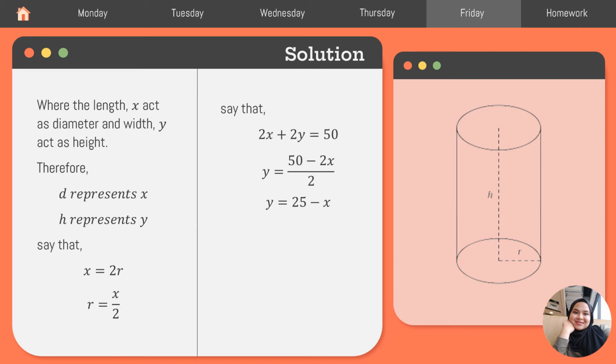By rearranging the equation 2x plus 2y equals 50 in terms of x, y shall now be 25 minus x.